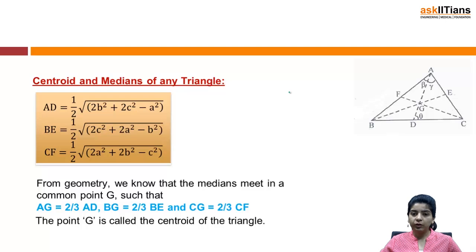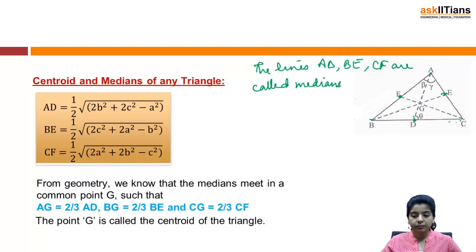Many of you must be having a fair idea of what we mean by centroid or medians. See, let ABC be any triangle, this is the triangle ABC that we are talking about, and D, E and F respectively, suppose these are the midpoints of BC, CA and AB. That is, D, E, F are the midpoints of the three sides BC, CA and AB of triangle ABC. Then the lines AD, BE, CF are called medians.